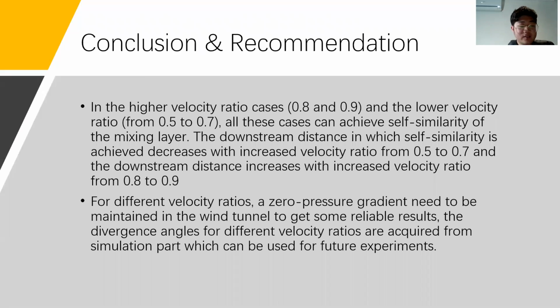For different velocity ratios, a zero pressure gradient needs to be maintained in the wind tunnel to get reliable results. The divergence angles for different velocity ratios are acquired from the simulation part, which can be used for future experiments.